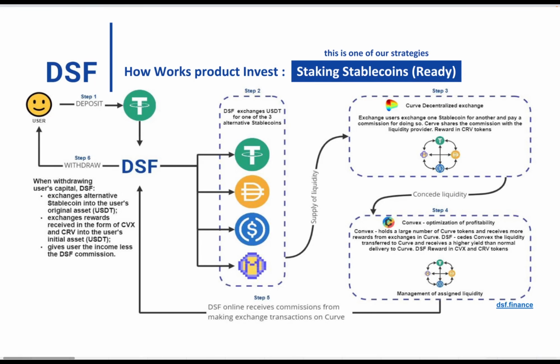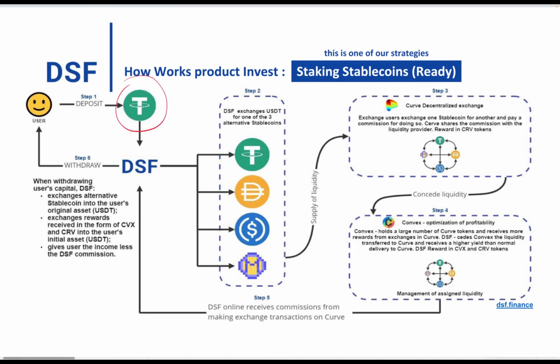DSF is a provider of liquidity or funds for exchange transactions on the Curve decentralized exchange. In other words, we provide funds to the exchange so that other users can perform exchange transactions. The Curve pays us a commission for these actions. In our strategy, we use Convex in order to increase returns. Let's go through the user's interface.